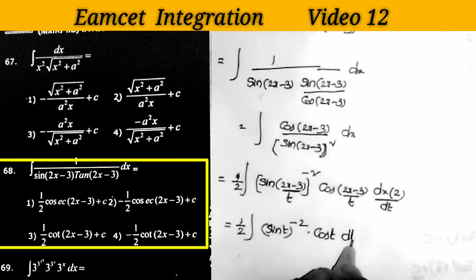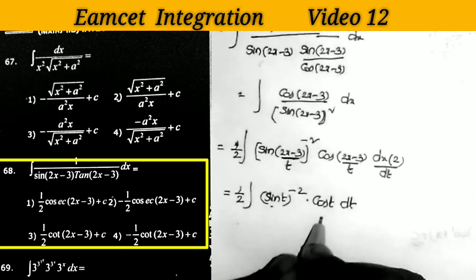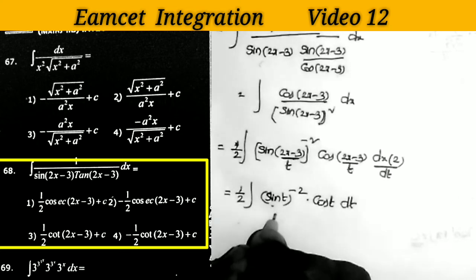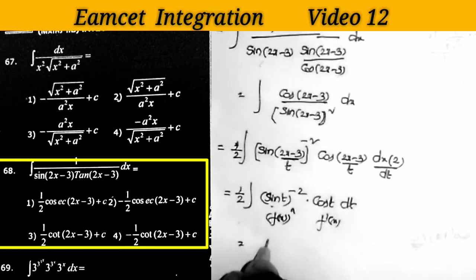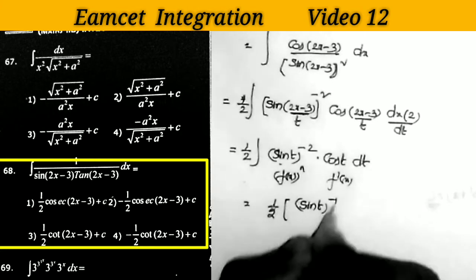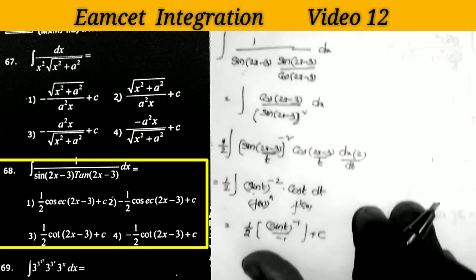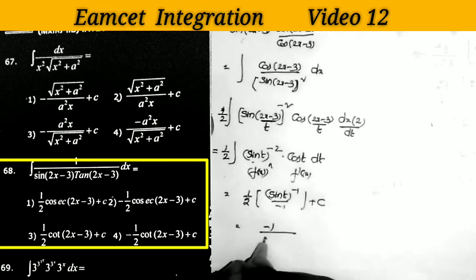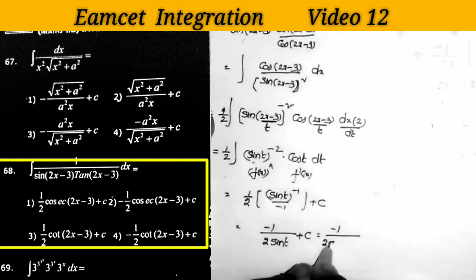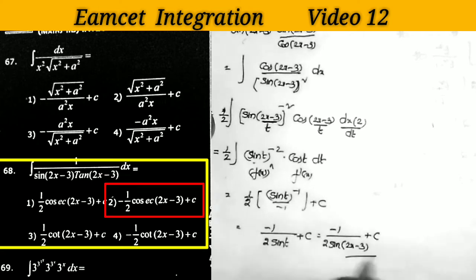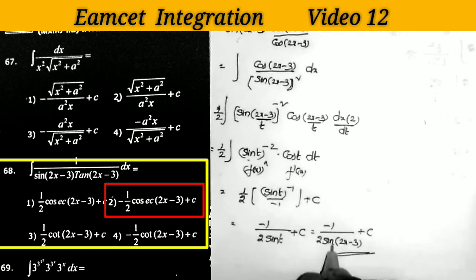Now see here, what is the derivative of sin t? It is cos t dt. So this is in the form of f(x) whole power n into f dash of x, and the answer is f(x) power n plus 1 by n plus 1, that is sin t power minus 1 by minus 1 plus c. So the answer is minus 1 by 2 sin t plus c. But what is the t value? t is 2x minus 3. So the answer is minus 1 by 2 sin(2x minus 3) plus c, that is minus 1 by 2 into cosec(2x minus 3). And that is the second option.